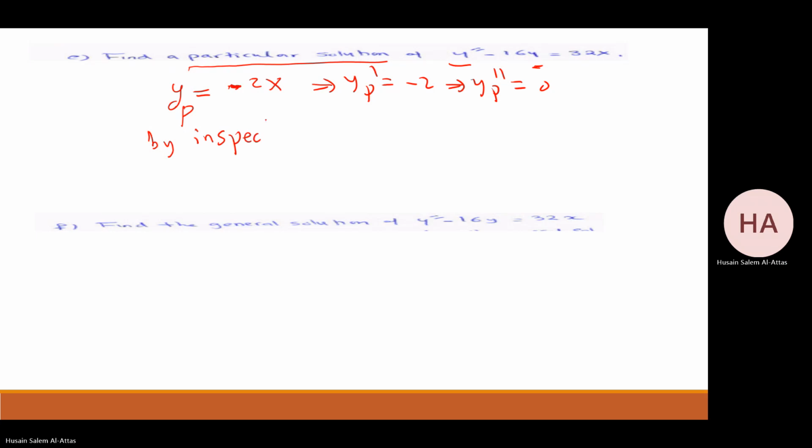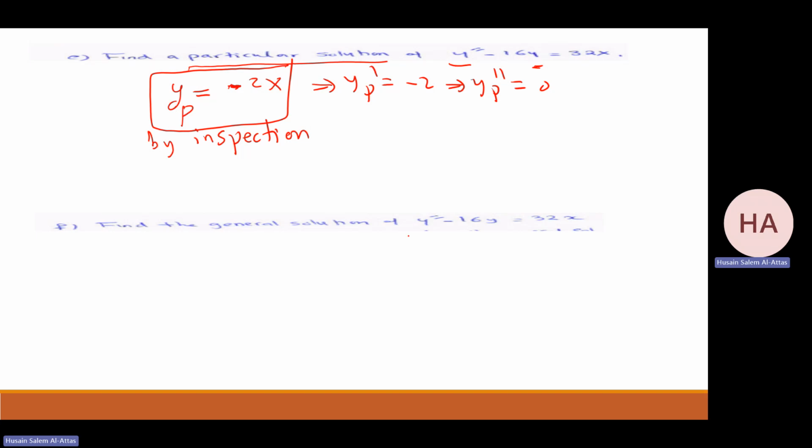In this case, you can find the particular solution by guessing. If you notice, if I have yp equal what? I want 32, I'll multiply by 2x or minus 2x. Since yp prime will be -2, but yp double prime will be 0. So this is 0. Minus 16 times minus 2x will be 32x. So this will be my guessing. So by guessing or by inspection, that will be my particular solution.